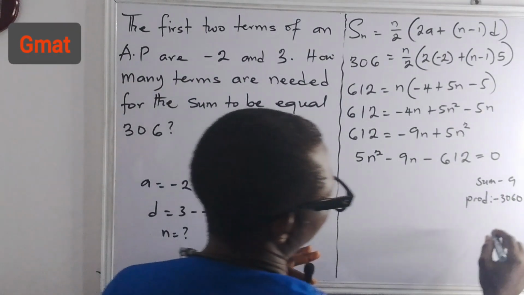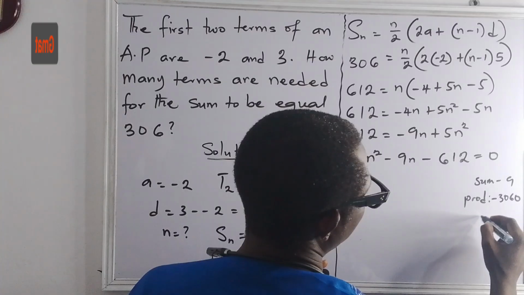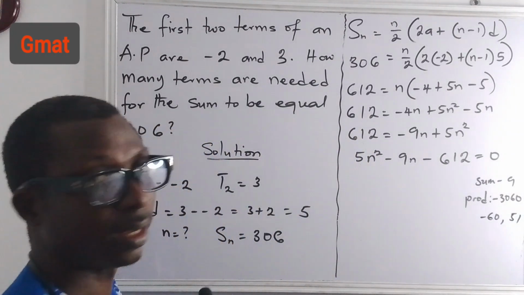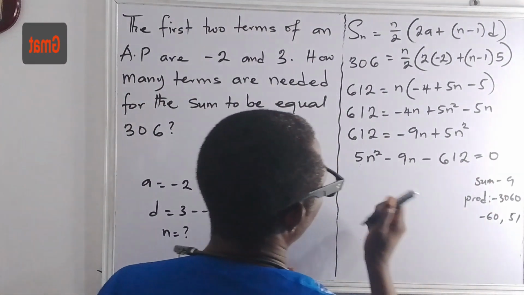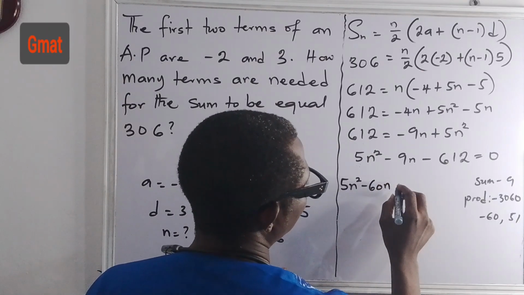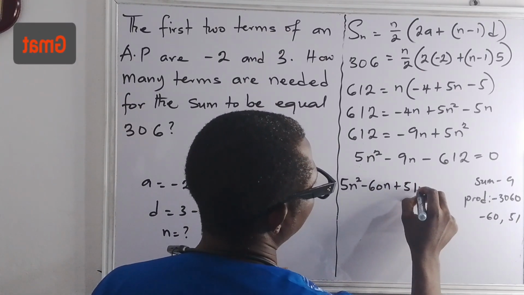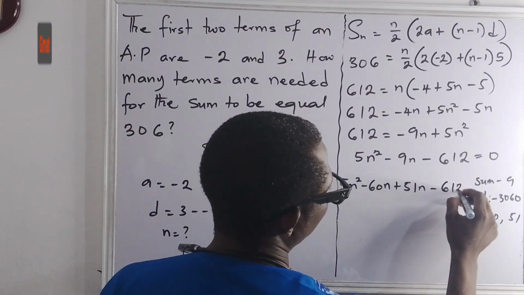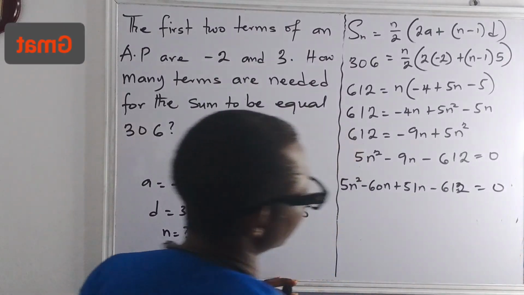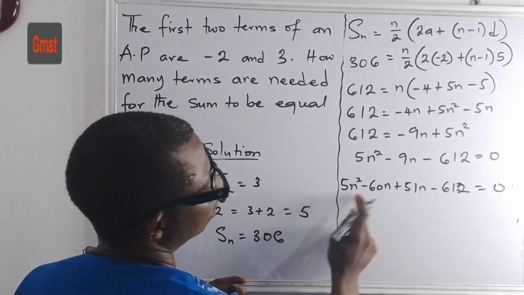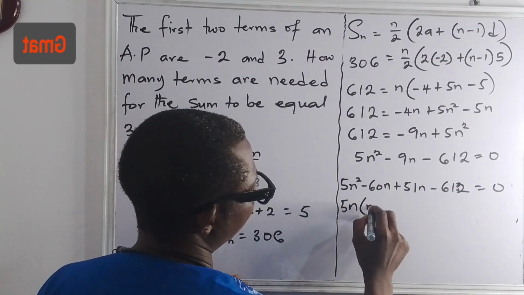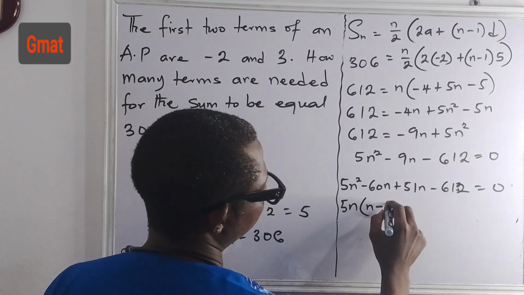So the two numbers will be 60, minus 60 and 51. Okay, so now this equation turns to 5n squared minus 60n plus 51n minus 612 equals 0. All right, so now you factor out 5n. So we have 5n and you have n left here. So this is going to be minus 12.